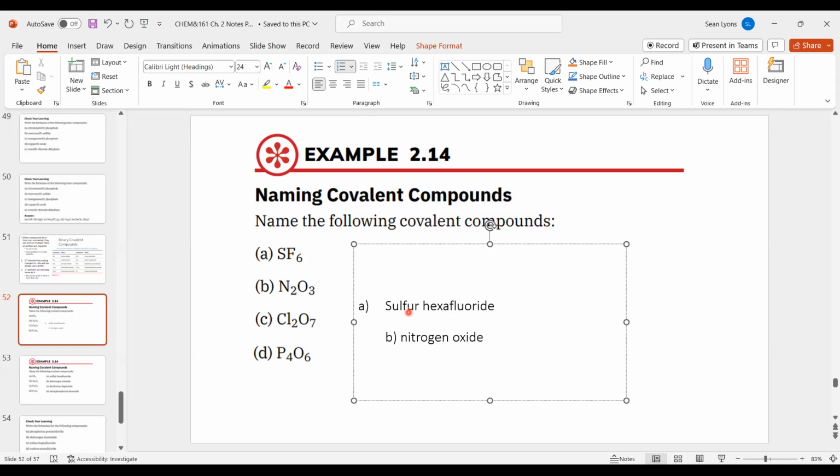But if we want to specify, we have N2O3 in particular. We always need that prefix on the second element, so we have trioxide. But in this case, we've got multiple of the first one as well, so we just have dinitrogen trioxide.